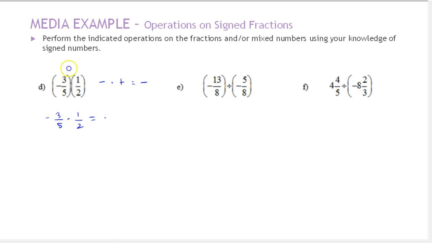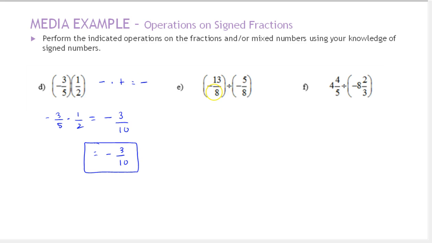So our result is negative. 3 times 1 is 3. 5 times 2 is 10. And our answer is -3/10. So we just multiplied, you could think of either the absolute values or the unsigned fractions, and a negative times a positive is negative.